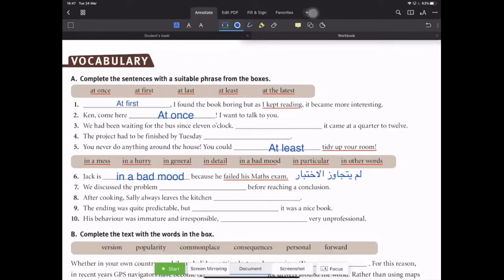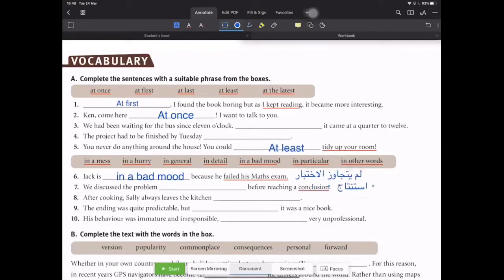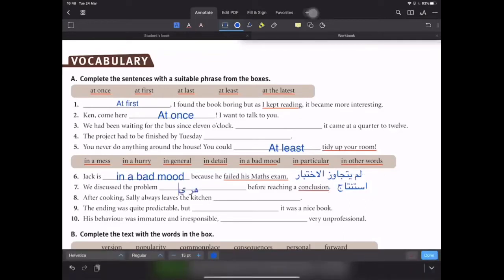We discussed the problem blank before reaching a conclusion. What do you mean by conclusion? We discussed the problem what before reaching a conclusion. Before we reach a conclusion, before we have something to conclude, we discuss the problem in, okay, in detail. Okay, let's move on.